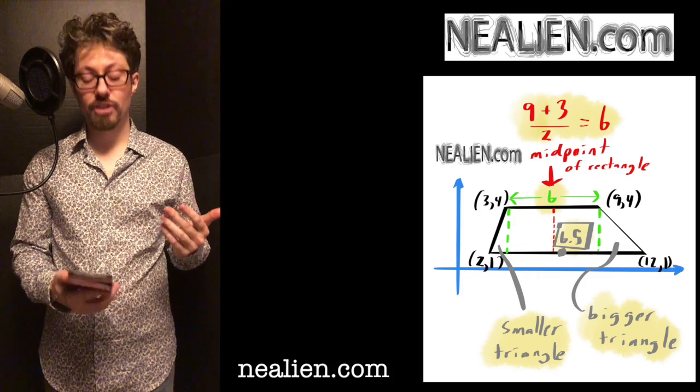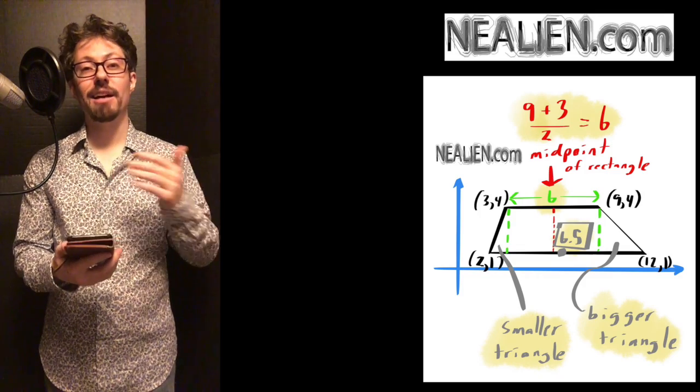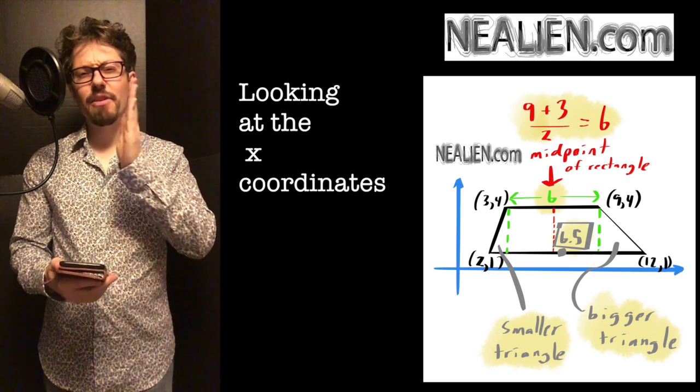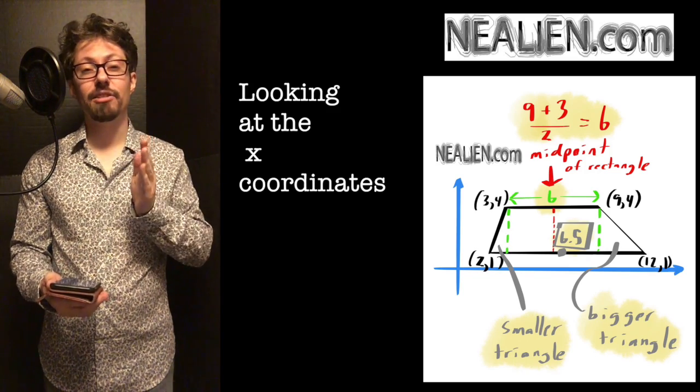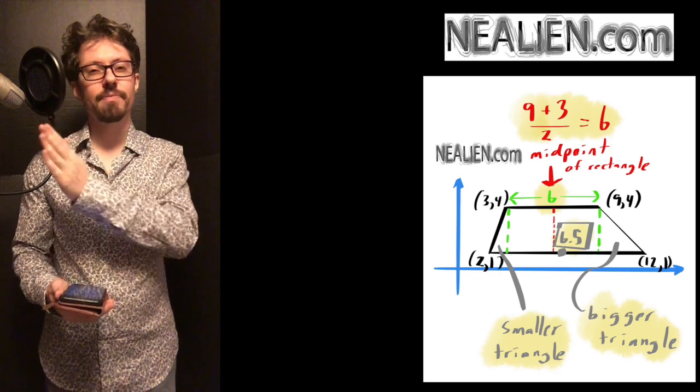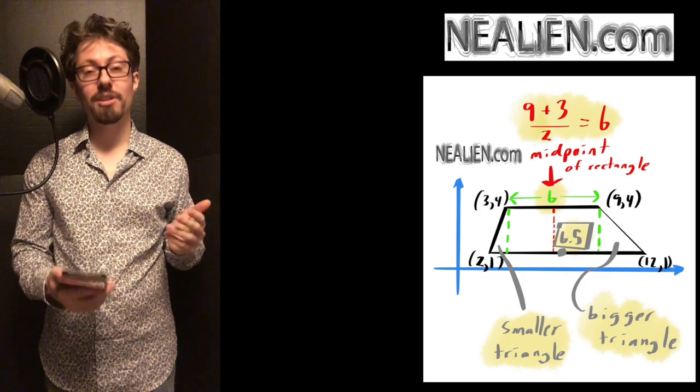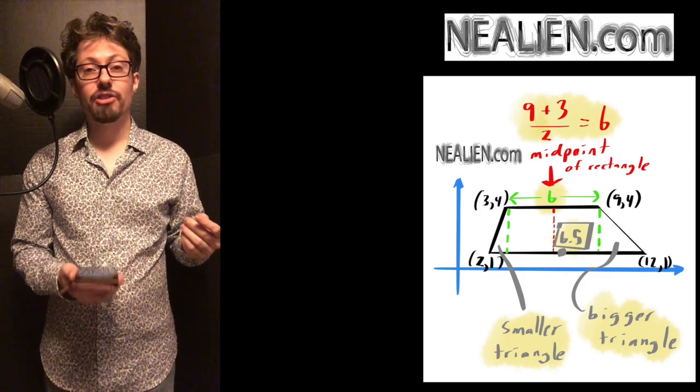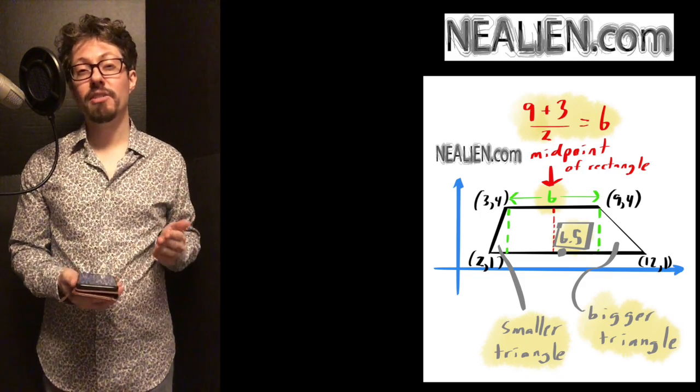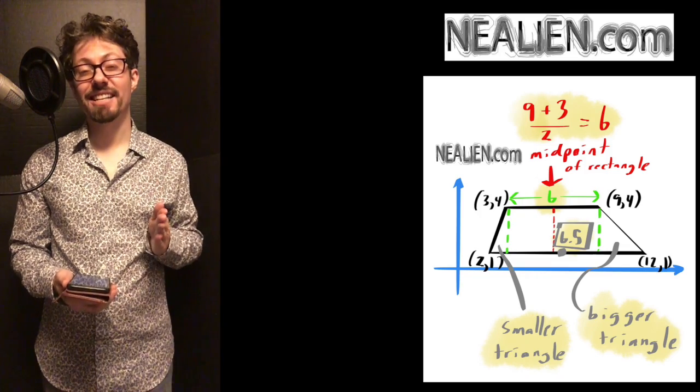I saw that the top of the trapezoid is at (3, 4) and (9, 4). And so basically I imagine that that makes a rectangle. So it makes a rectangle with two triangles, one on each side. There's a smaller one on the left, a bigger triangle on the right. So the rectangle, if you find the midpoint of it, it's going to be at the point x equals 6.